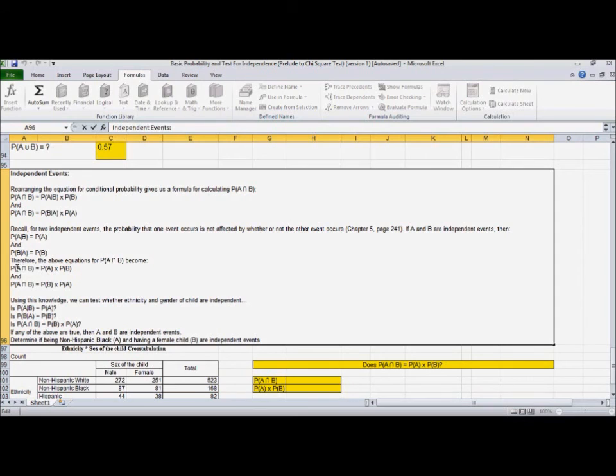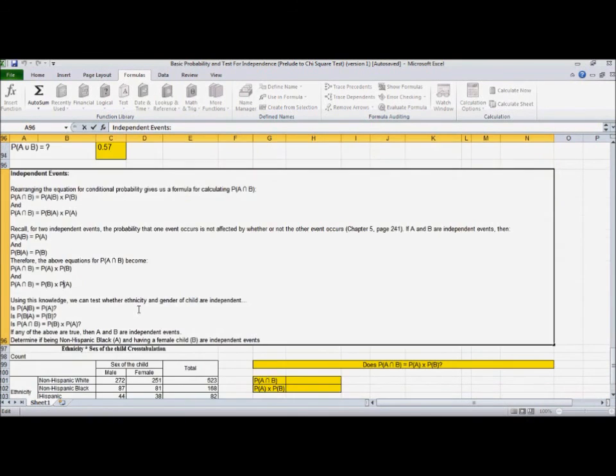So using this formula here, we can test whether or not two events are independent. If this formula applies, if probability of A and B equals probability of A times probability of B, then they are in fact independent events. So we can test using those rules whether two events are independent. If the probability of A given B equals the probability of A, or probability of B given A equals the probability of B, or probability of A and B equals the probability of B times the probability of A.